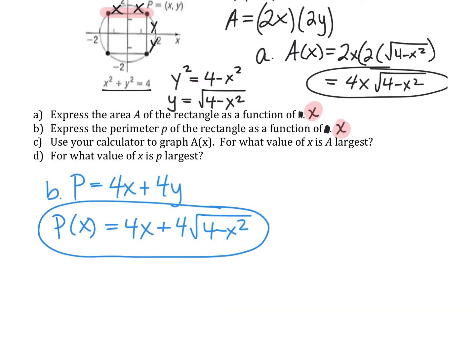Hopefully you've taken the chance to test this out, grabbing your graphing calculator. For part C, we would graph the area function that we found in part A, and we're trying to find a maximum value. And that graph gives us a maximum value when x is approximately equal to 1.41, which exactly is the square root of 2. We find the same thing for part D.